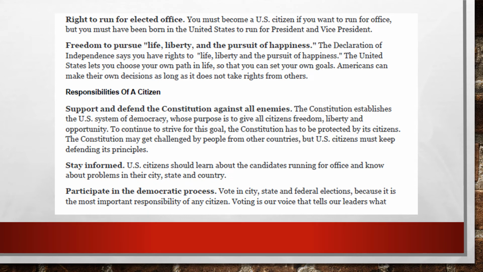Right to run for elected office. You must become a U.S. citizen if you want to run for office, but you must have been born in the United States to run for president and vice president.